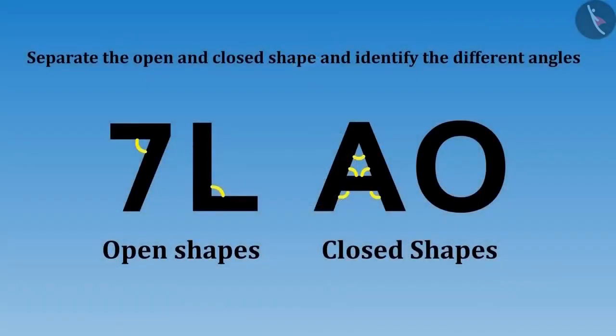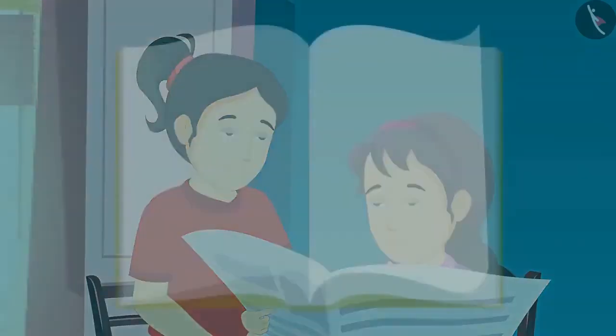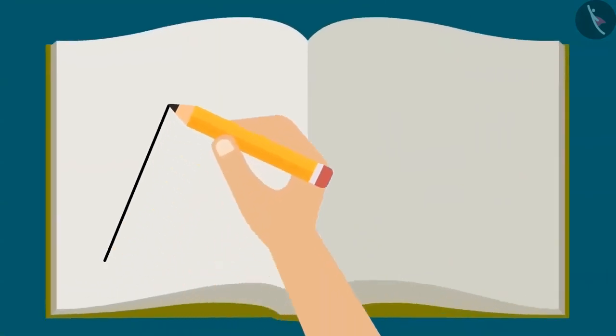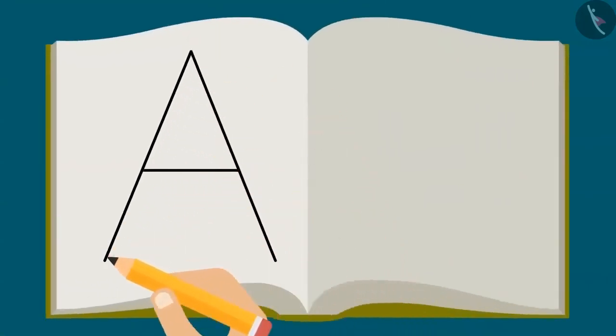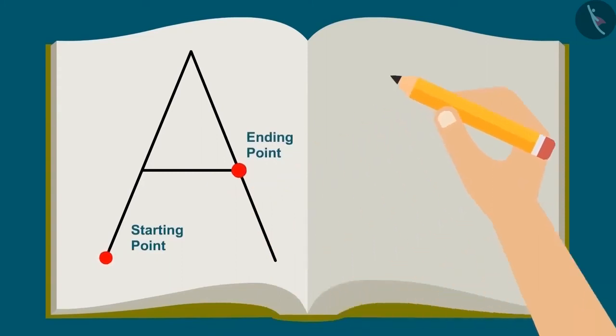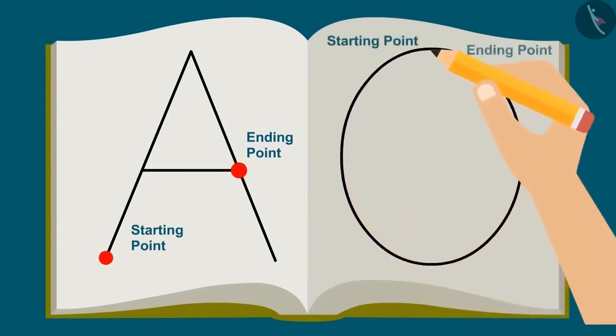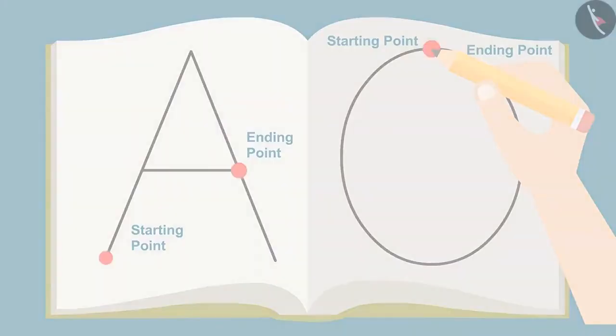Riva, you have identified the angles in A correctly. This is not closed shape but open shape. Really? But how is it, sister? The shape of A is closed from the top. Look here, Riva. While drawing the alphabet A on a paper, the starting and ending point are different, and hence it is called an open shape. And if we draw O on a paper, then the starting and ending points are the same. Hence, it has a closed shape.